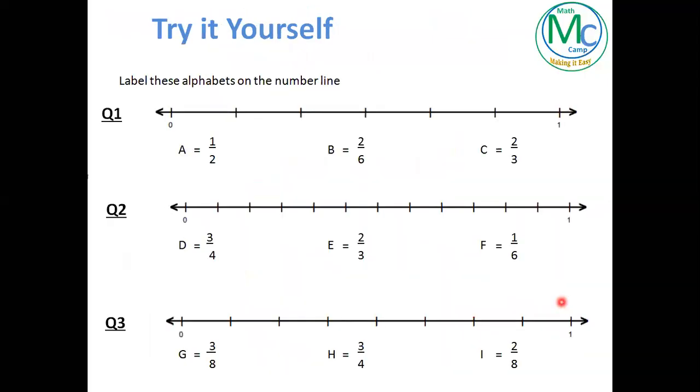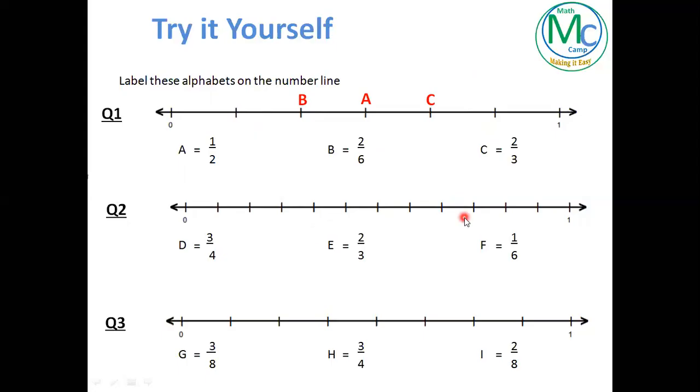Now again, practice time. You are going to label all these alphabets on this number line, and you are going to pause this video, find your answer, and write your answer. Once you have your answer ready, you can resume this video. Well, let's check your answers with mine. So A should go to that point, B will go there, C will go there. I hope this question is right.